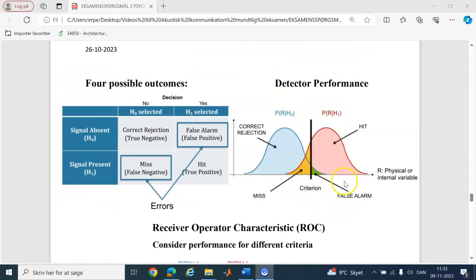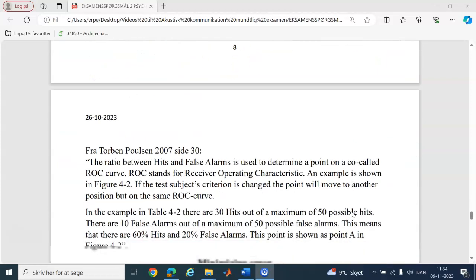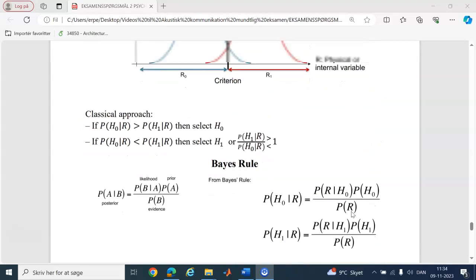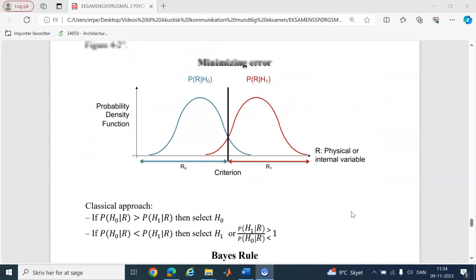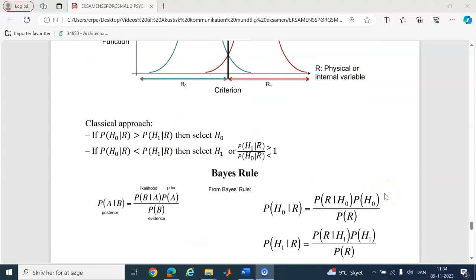So we are on the other side of the criterion. And we can use Bayes rules to get some other probabilities.